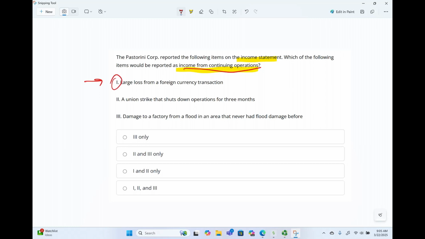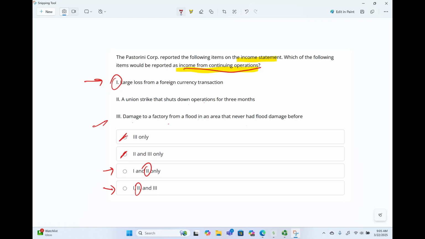Therefore, if 1 is correct, 2 is out, 3 is out, we are left with C and D because they both have 1. A union strike that shuts down operation for 3 months. That happens, that's part of our operating losses. So again, that doesn't help because we have 2 here and 2 here. The question comes to the third one. Damage to a factory from flood in an area that never had flood damage before.